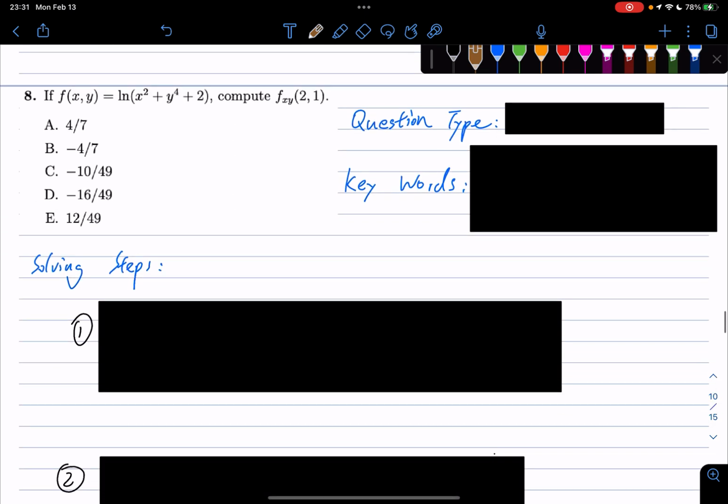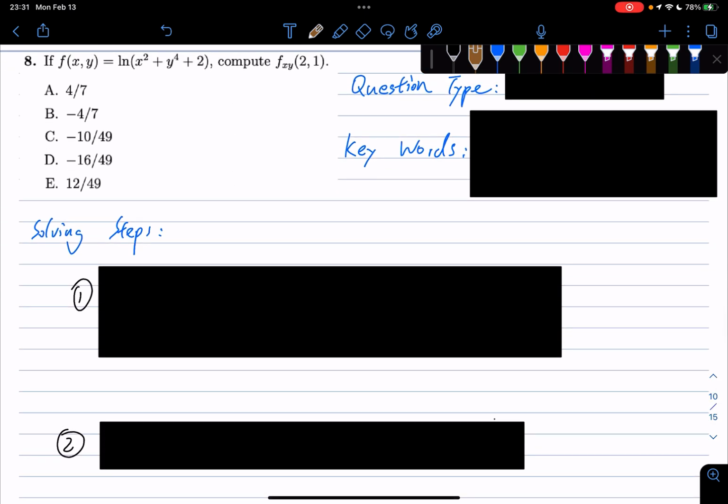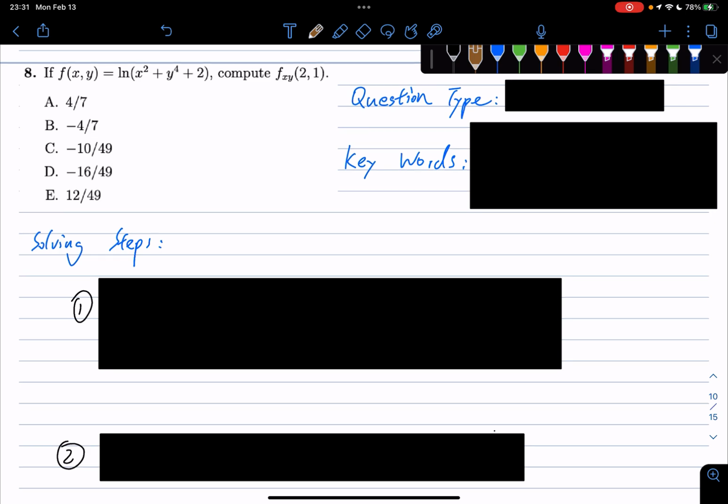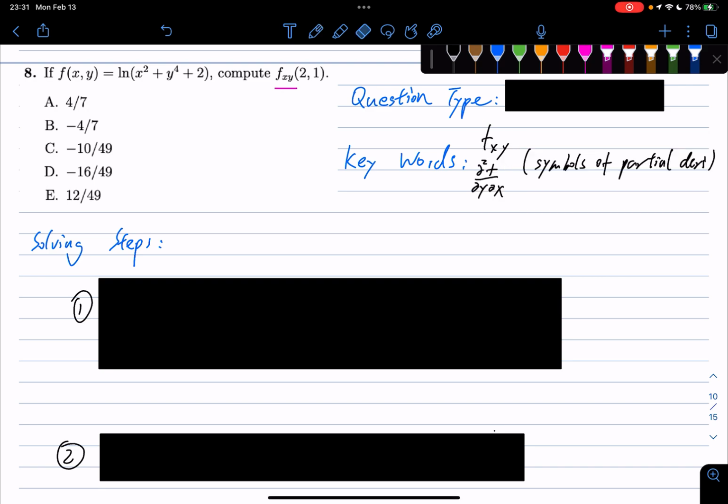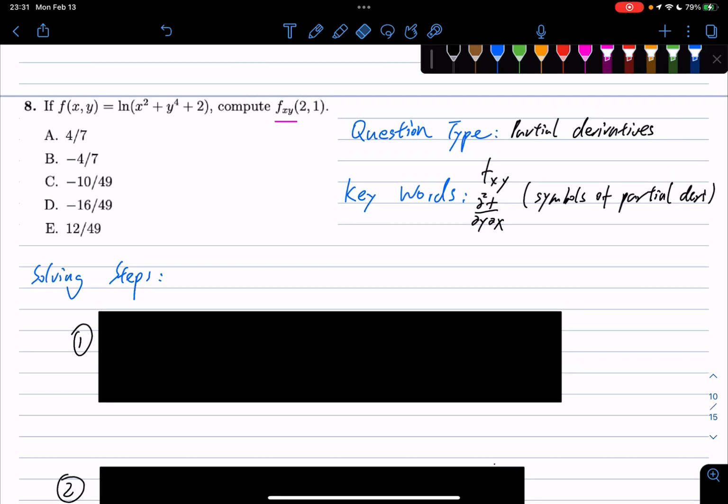Not bad. All right, question number 8. If the function is defined as such, compute f_xy at the given point. The only keywords in this problem are this notation of partial derivatives. It's f_xy, or in the Newtonian notation, it's the opposite, right? If it's x, y, you differentiate with respect to x first and then y second. It's written backwards for the Newtonian notation. These are the symbols of partial derivatives, so therefore it's a partial derivatives problem.